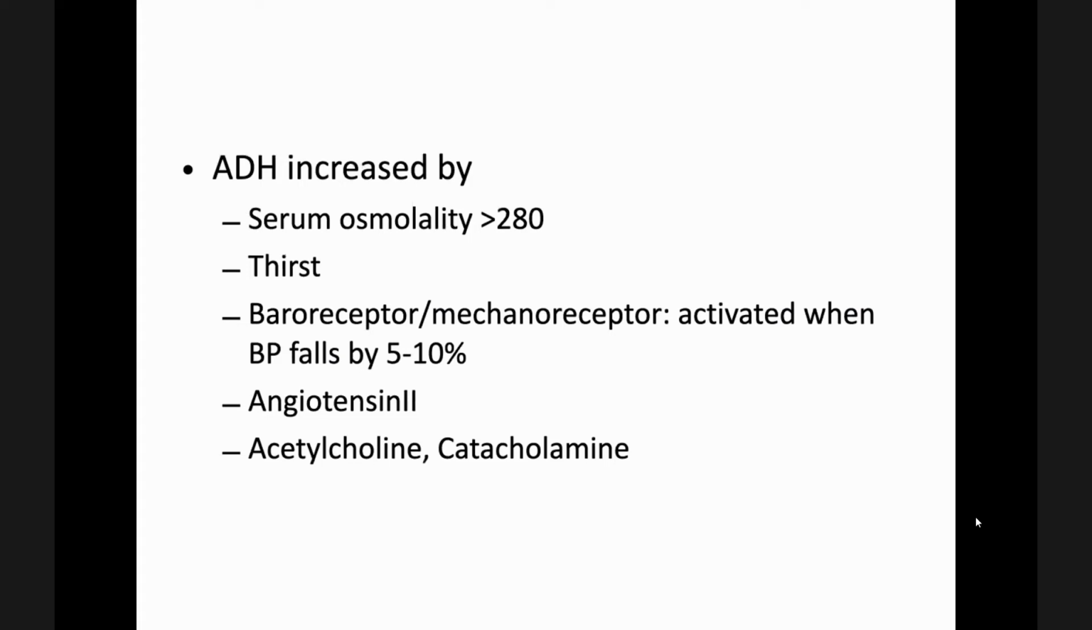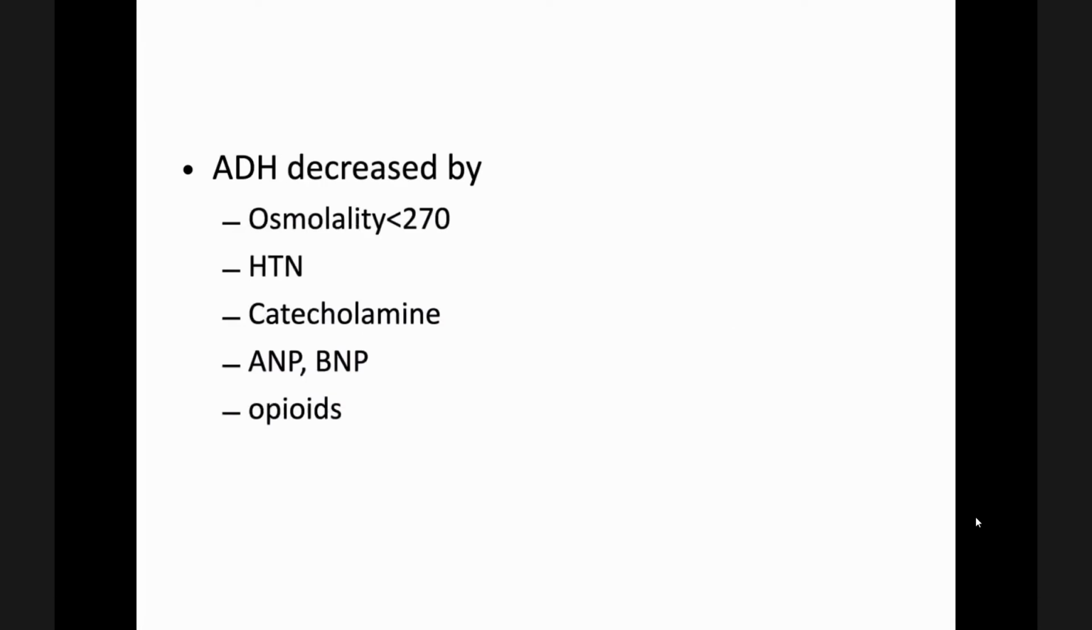How ADH is regulated, I will not go through the physiology, but ADH is increased by serum osmolality. When serum osmolality goes above 280 milliosmol per liter, then ADH is secreted. Thirst and baroreceptor, mechanoreceptor activation, like when the blood pressure falls, also increase ADH. Angiotensin 2, acetylcholine, catecholamines, and different hormones regulate the antidiuretic hormone. ADH is decreased when osmolality is less than 270, and by hypertension, catecholamines, atrial natriuretic peptide, brain natriuretic peptide, and some opioids.